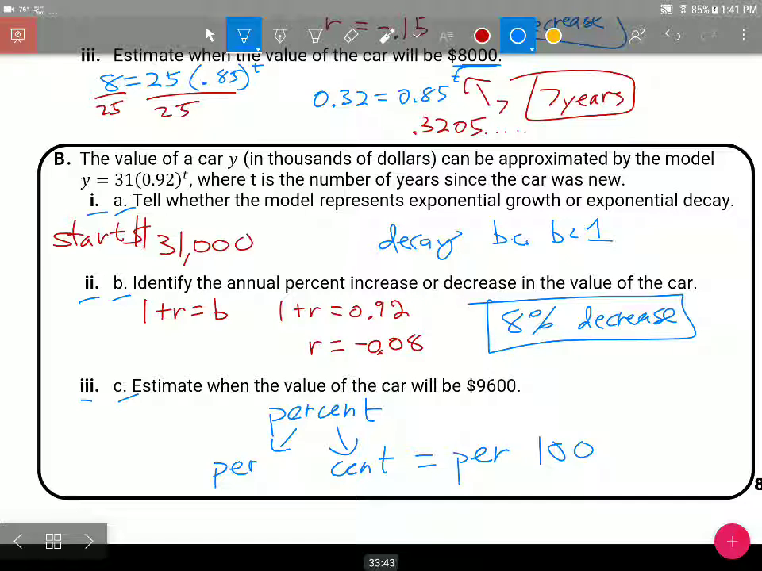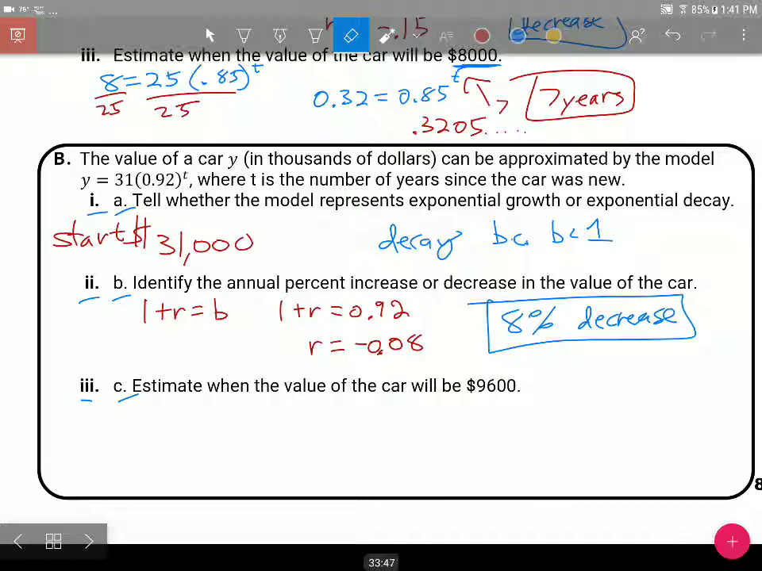All right. Last but not least, and we'll call it a day. Estimate when the value of the car will be $9,600. All right. So follow your model from above, plug in your equation, and at least get to this point. If you can figure out how many years it takes, great. But if you can get to this point, I will be happy.